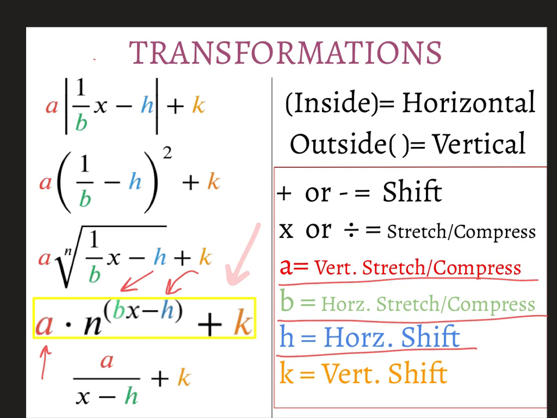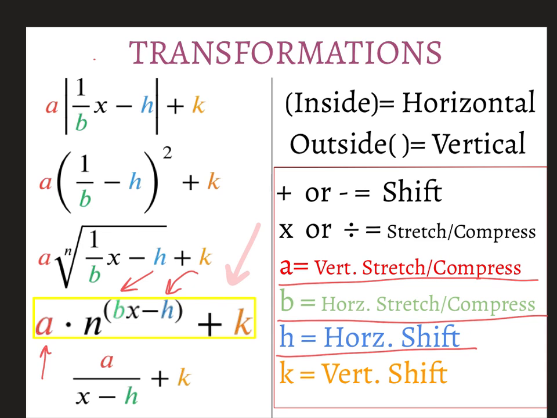Emphasis right here. Notice that the sign inside is a negative because it does have an inverse behavior. We do have a little bit of a change because the B does not have an inverse behavior, but the H does. So when you see a plus sign, it's actually going to move it to the left. A minus sign is actually going to move it to the right.